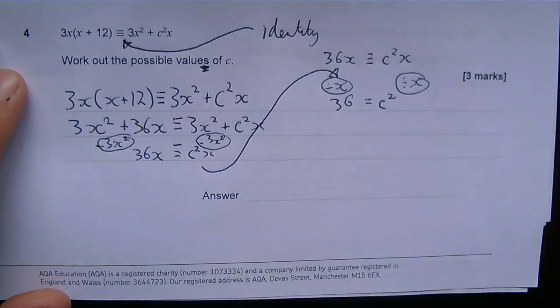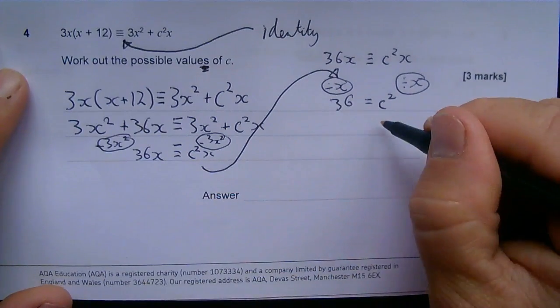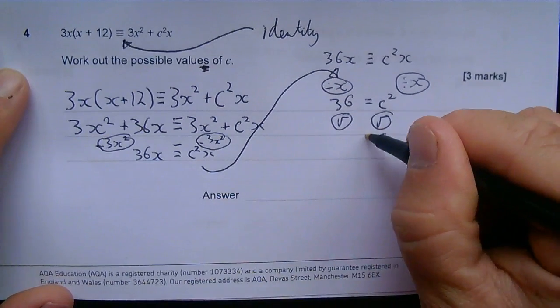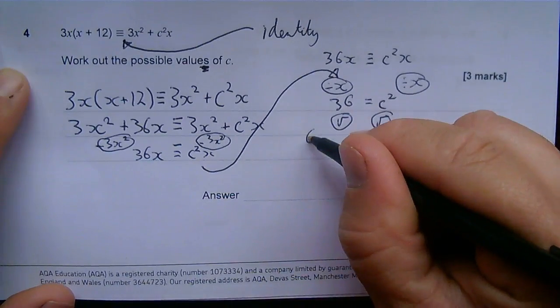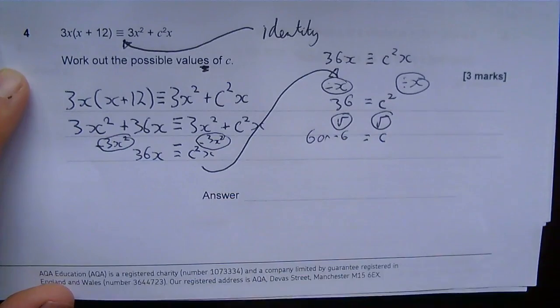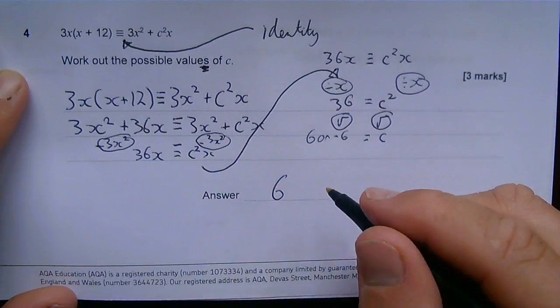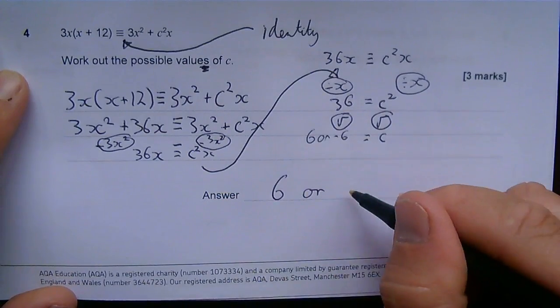It tells me values there, so don't miss one mark. So what multiplies together? If I take the square root, I get c is equal to 6 or minus 6. So that's my answer: 6 or minus 6.